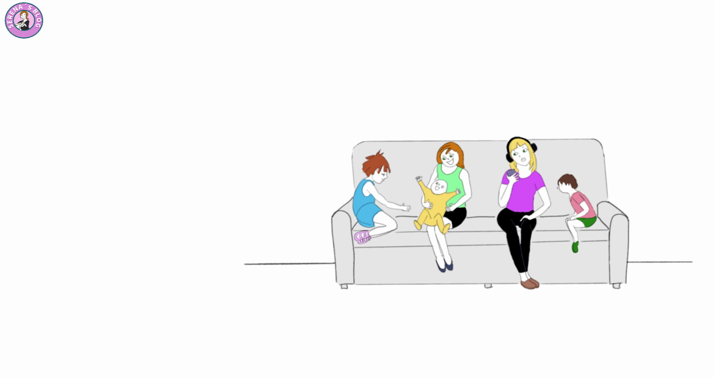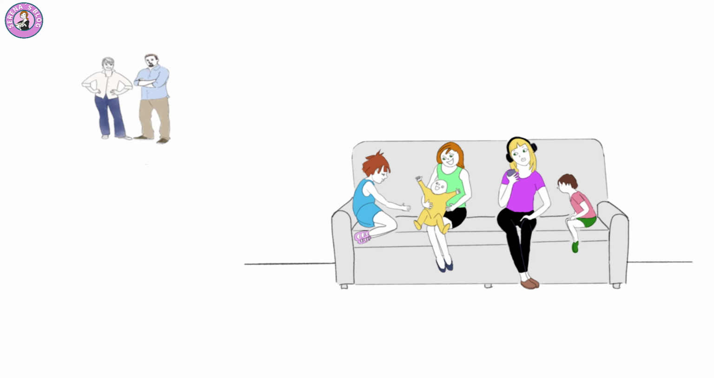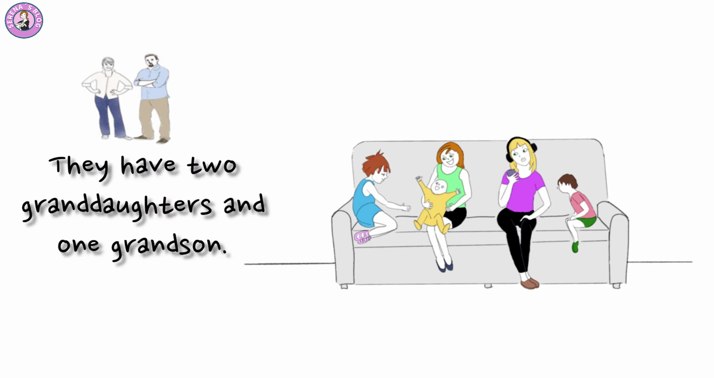Vera and Tim have 3 grandchildren. They have 2 granddaughters and 1 grandson. Granddaughter, granddaughter, grandson.